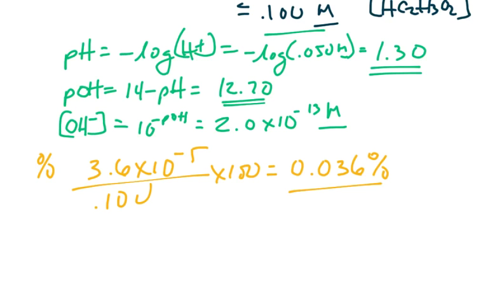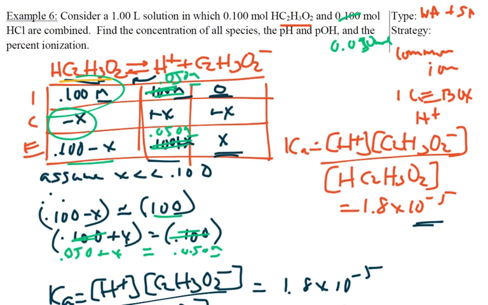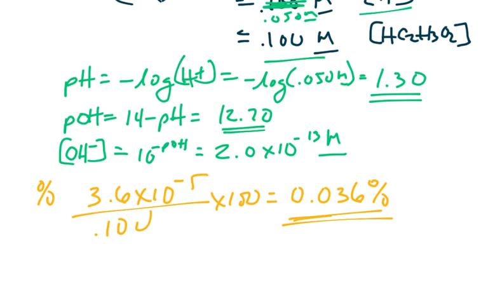0.036% dissociated. So the idea is that this acetic acid usually breaks up a little bit more than 1%, but because of all this hydrogen that's in there already, because of the common ion, that drives the reaction backwards, so it's going to break up much less than 1%, and that makes some sense. Okay, we're going to go on to example number 7.